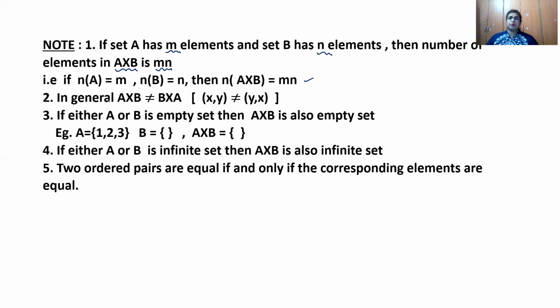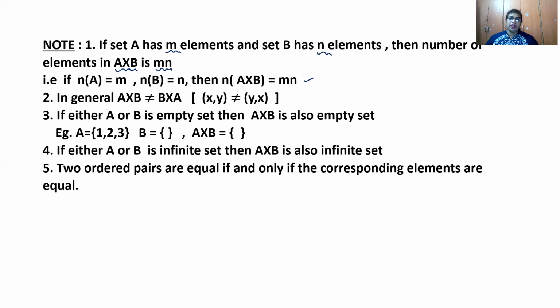Next, go to the second point. In general, A cross B, don't think it is always equal. Okay, so in general, A cross B is not equal to B cross A. Why are we telling that? Because if you see ordered pair 1, 2, is that equal to 2, 1? Not possible. Okay, so in general, if we speak about A cross B and B cross A, in some cases they might be equal, but in general, they are not equal.